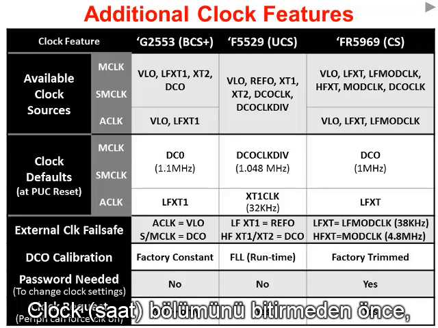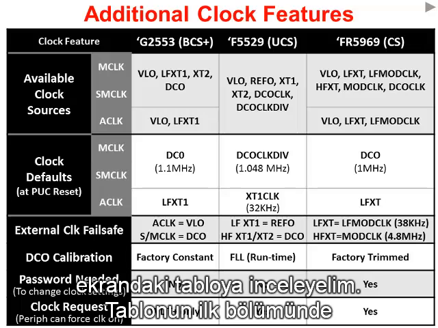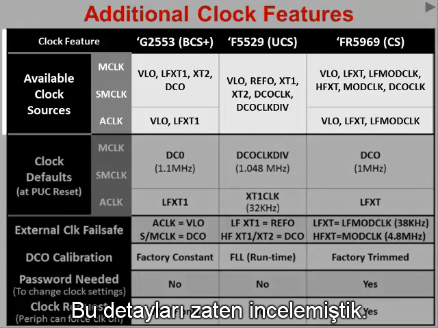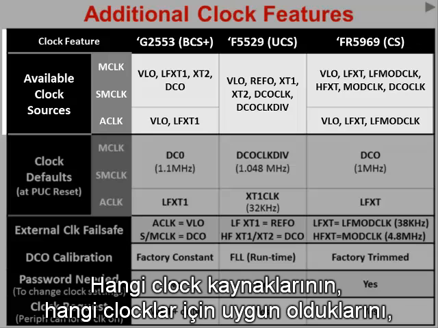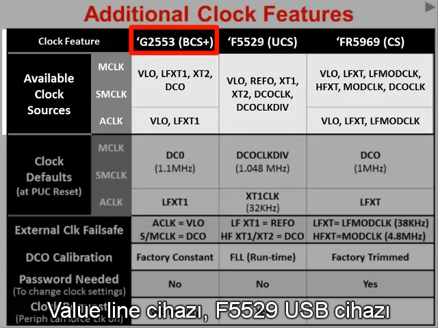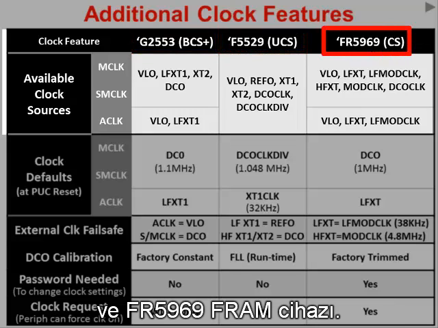To finish the clocking section, let's review by looking at this table. The first part of this table, where it says available clock sources, we've kind of covered those details already, talking about which clock sources are available for each of the clocks, MCLK, SMCLK, and ACLK, for the three devices we've been examining: the value line device, the F5529 USB device, and the FR59 FRAM device.